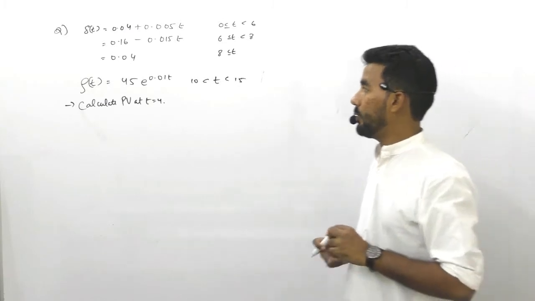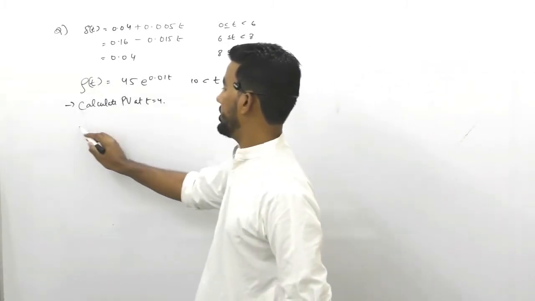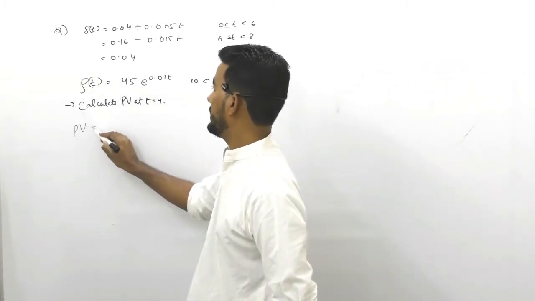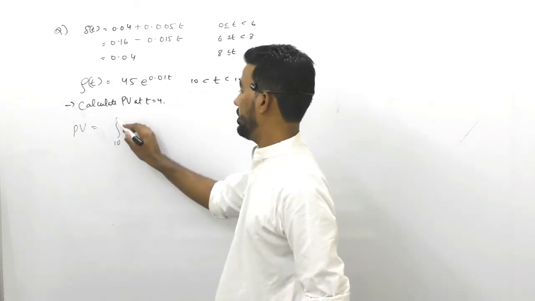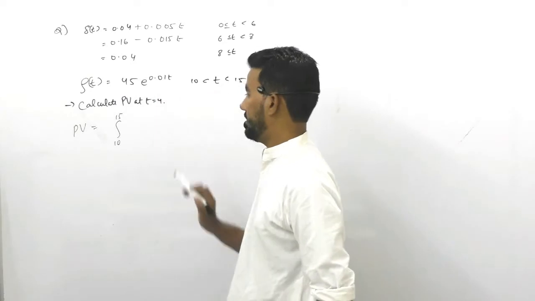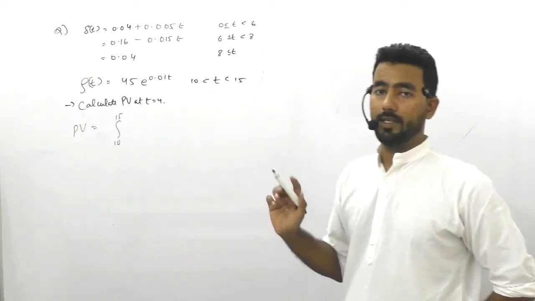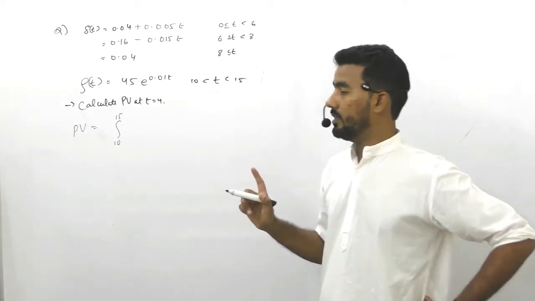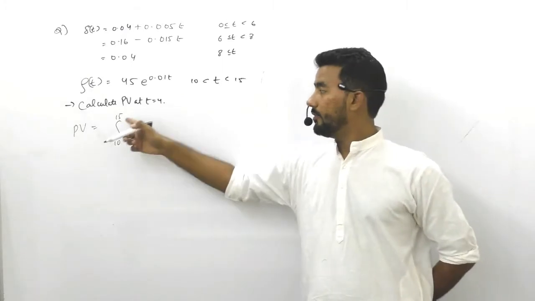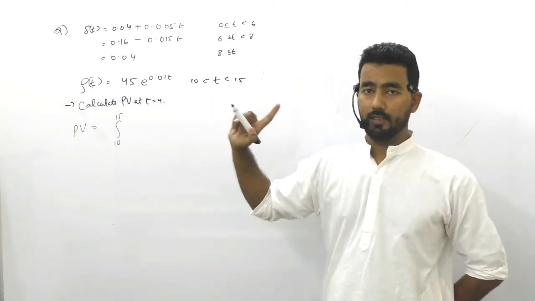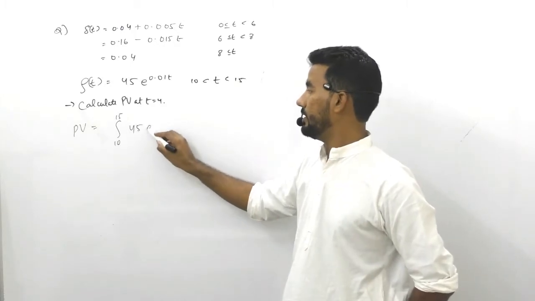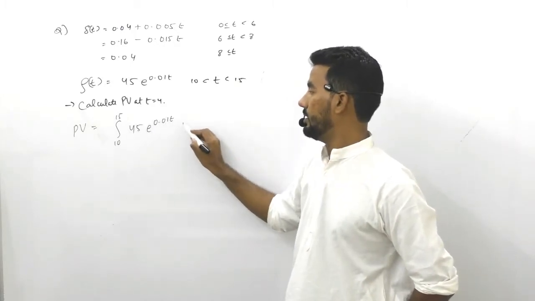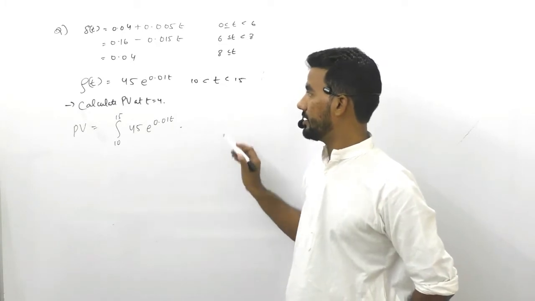So let's see how the equation should look. So present value is equal to, first integrating from time 10 to 15, because that is the time when the payment is being made. So being consistent with everything that we have done so far, the first limit of the integral should be the time when the payment is actually being made. Then 45 e raised to 0.01 t multiplied by the discount factors.